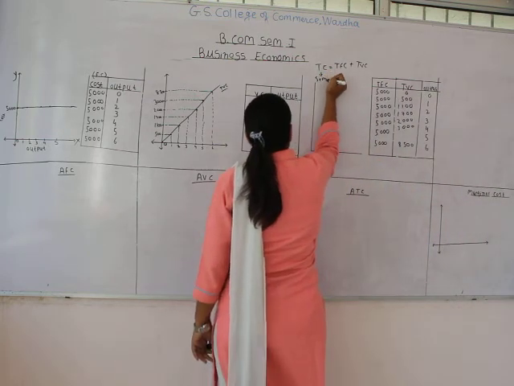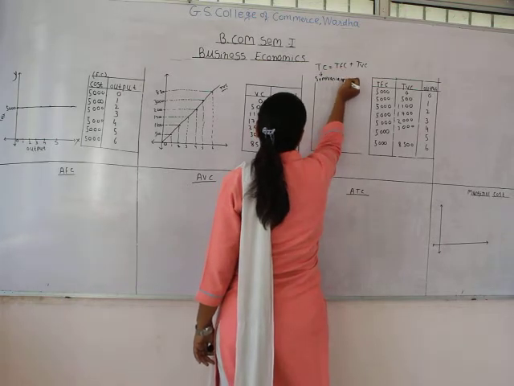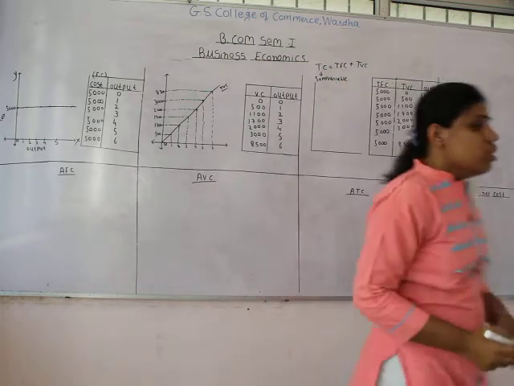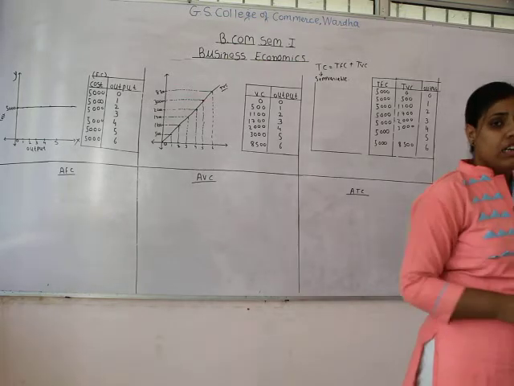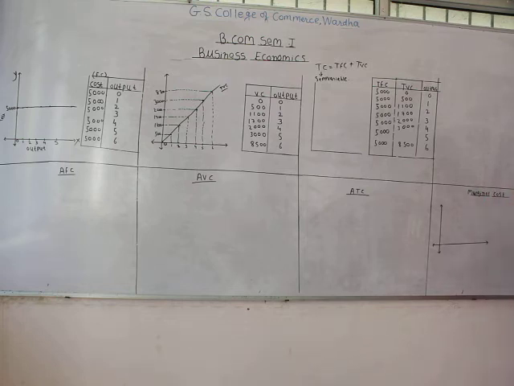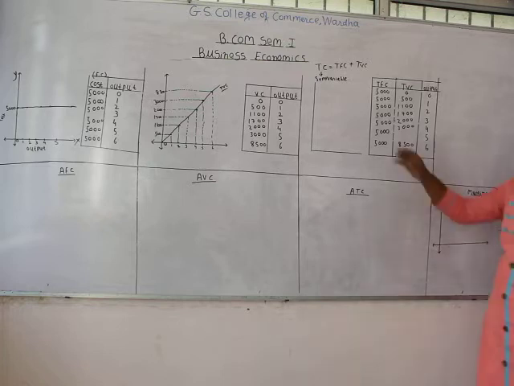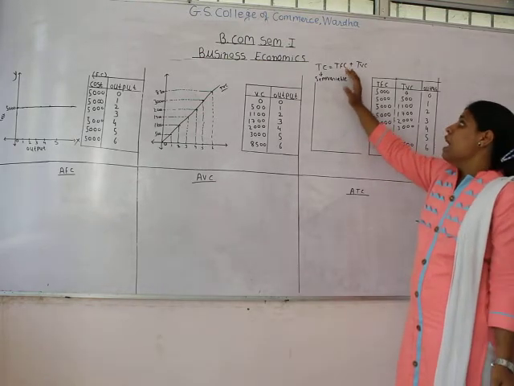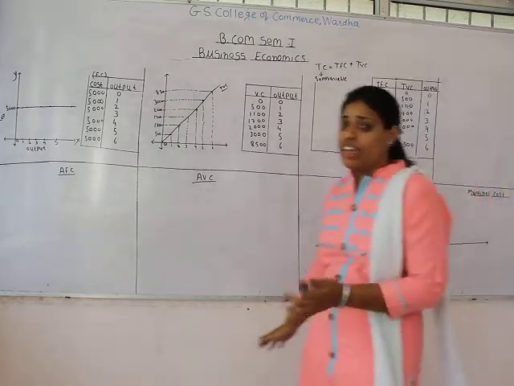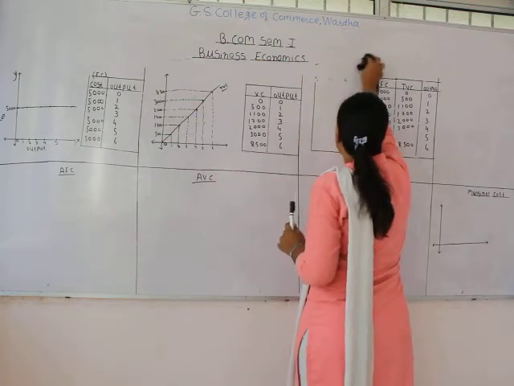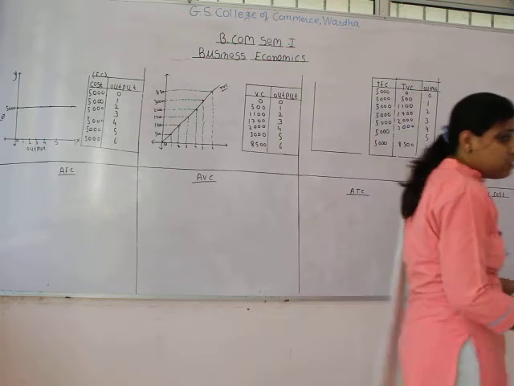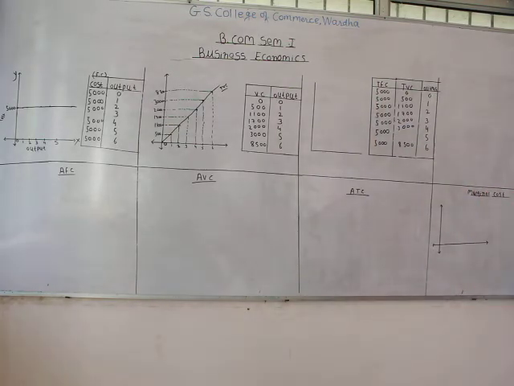Why am I calling it semi-variable cost? Because when you talk about semi-variable cost, some portion of it remains fixed and some portion of it is variable. And when you look at the total cost, you will find that some portion is total fixed cost and some portion is total variable cost. That is why total cost can also be known as total semi-variable cost.